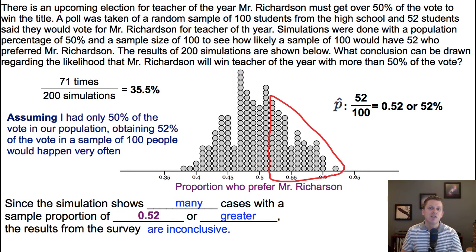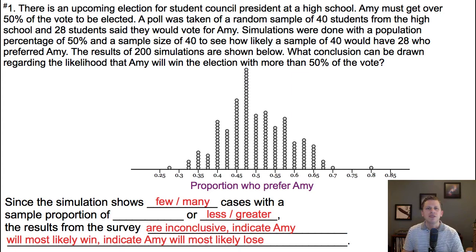Let's see if you could try one of these problems on your own. This question reads that there's an upcoming election for student council president at a high school. Amy must get 50% of the vote to be elected. A poll was taken of a random sample of 40 students from the high school, and 28 students said they would vote for Amy. Simulations were done with a population percentage of 50% and a sample size of 40 to see how likely a sample of 40 would have 28 who preferred Amy. The results of 200 simulations are shown below. What conclusion can be drawn regarding the likelihood that Amy will win the election with more than 50% of the vote?